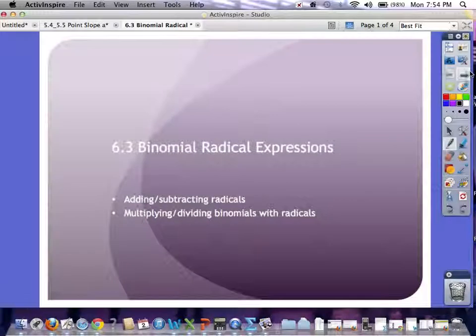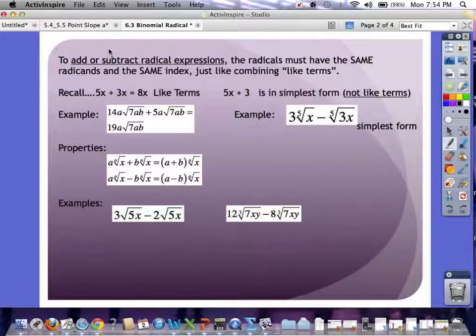All right, so, get this out of the way. To add or subtract radical expressions, the radicals must have the same radicands. The stuff inside has to be the same, and the same index, just like combining like terms.